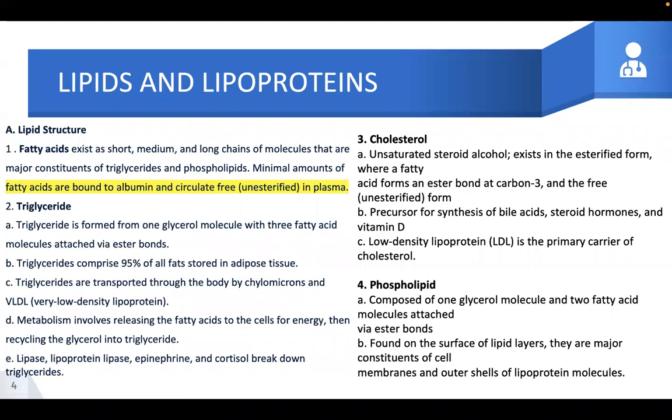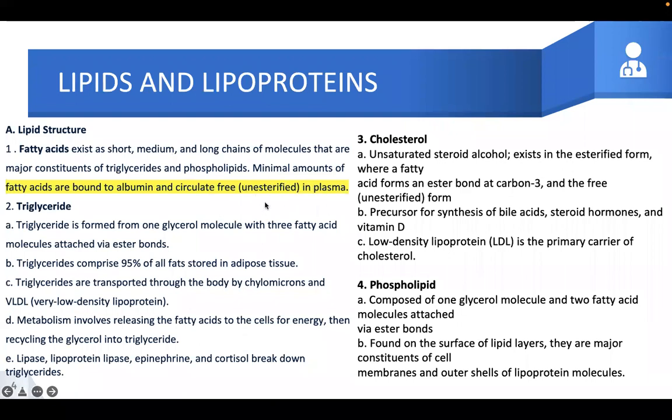So now let us proceed with your lipids and lipoproteins. Your lipid structure is number 1, the fatty acids exist as short, medium, and long chains of molecules that are major constituents of your triglycerides and phospholipids. Minimal amounts of fatty acids are bound to albumin and then circulate free as unesterified in the plasma.